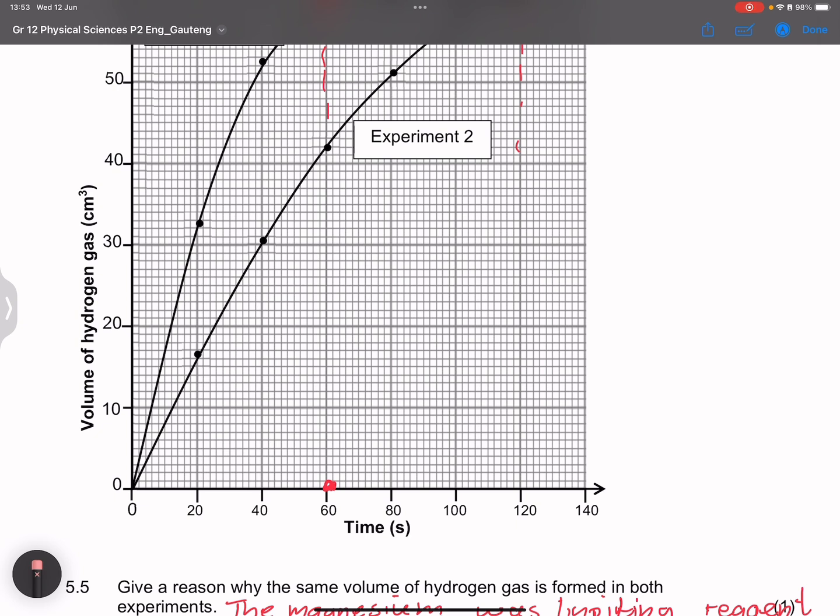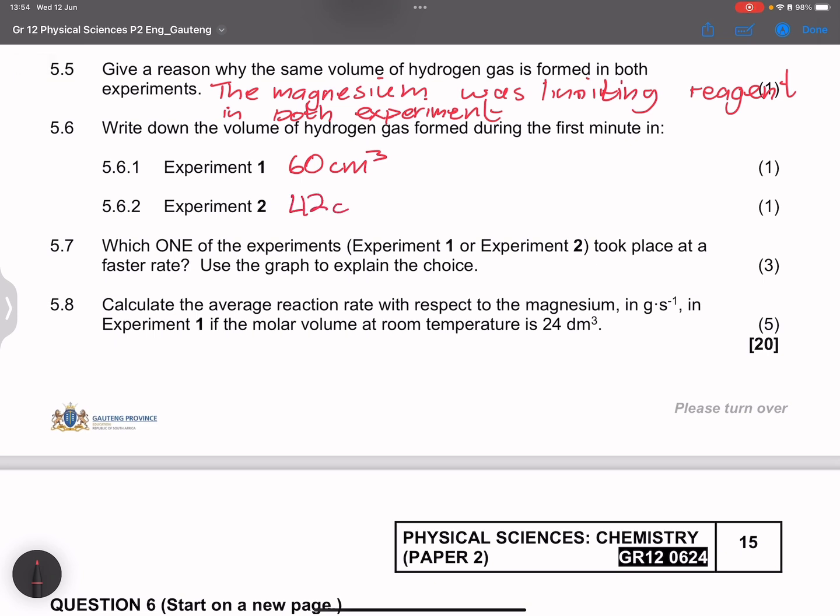And remember, if I look at this, each step is increasing by 2. And how do I know that? That's actually increasing by 1. Okay, so in this case, this would be 41 and 42, right? And in this case, it means it would be 42 cubic centimeters. All right, so that's the amount of hydrogen that would be formed. Now they ask us the question, which one of the experiments, experiment 1 or 2, took place at a faster rate? Use the graph to explain. So please do note, it must have been experiment 1. Okay, so that's experiment 1.